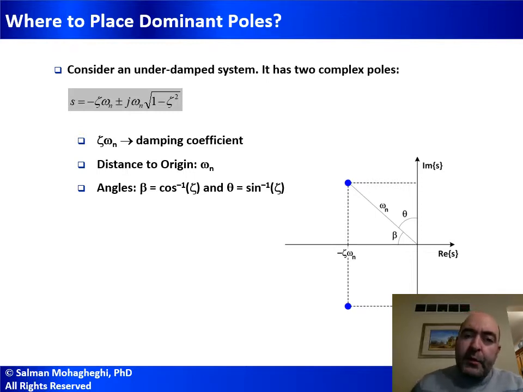You remember from our discussion on second order systems that a system can be overdamped, underdamped, or unstable. An underdamped system by far is the most common type of system, something that you will run into much more frequently in the real world. If you have an underdamped system, you're going to have two poles, which are here and here.